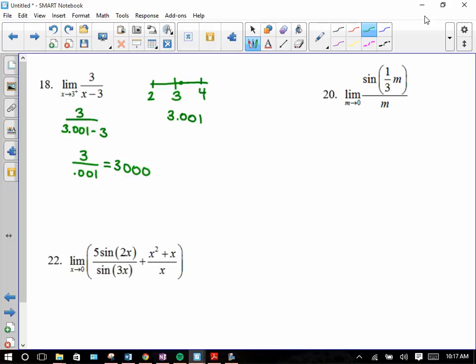Okay. So we would plug in 2.999. If it says limit as x approaches 3 from the left, you'd choose like right here, which would be like 2.9999. So it would be 2.9999 minus 3, which would be negative 0.0001. 3 divided by that would be negative 3,000. That's obviously negative infinity.